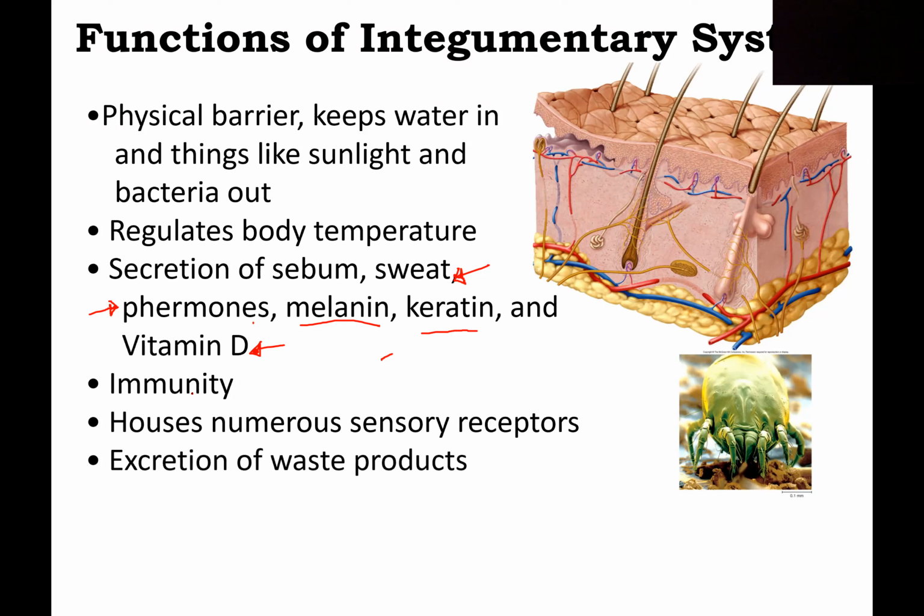Excretion of waste products. Going back to the sweat, we can get rid of excess water, we can get rid of excess heat, and we can get rid of excess electrolytes. So those are the functions of the integumentary system.